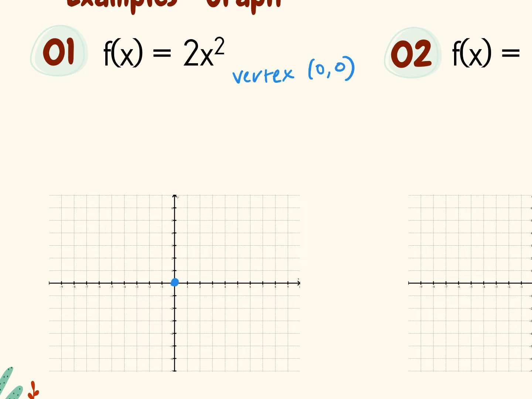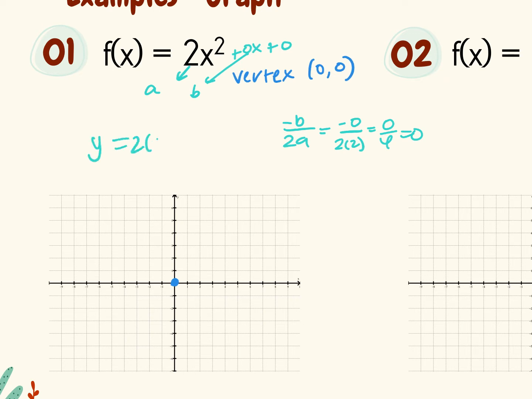If we had done negative b over 2a, this would be a 2x squared plus 0x plus 0. This is my a, and b would be 0. So if I wanted to find the x coordinate of my vertex as negative b over 2 times a, this would be negative 0 over 2 times 2, which is 0 over 4, which is still 0. Then I would take that and plug it back in, and I get y is 0. So we don't need to do it because transformations tell us that this is not moving left or right or up or down.